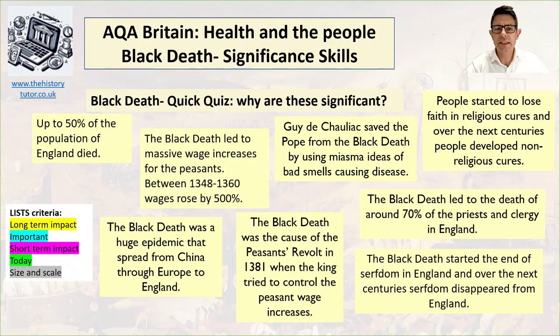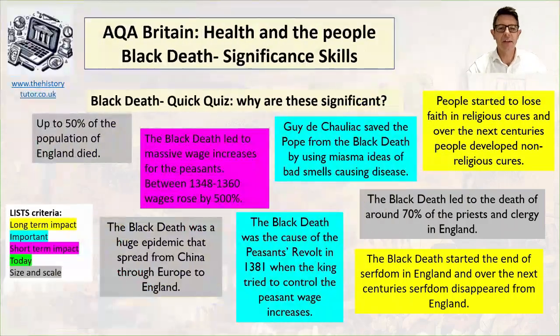So now apply those ideas to these examples. You'll find them in the revision guide. You can simply annotate which is for which part of the LISTS criteria, and it could be more than one. So which ones do you think are long-term? Which ones involve important people or places? Which have real short-term impact? Which are still around today? And which have a big size and scale impact? So pause me now and have a think.